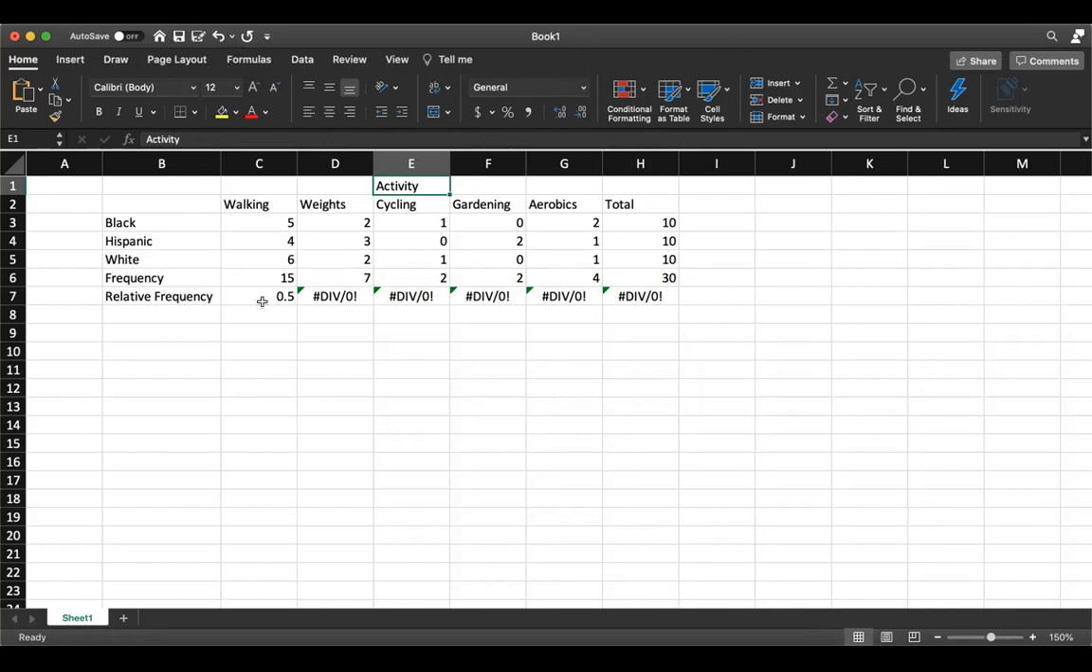Now, the next thing I want to do is find relative frequency. I know that to find the relative frequency, I have to divide my frequency right here in this row by the total. So I'm just going to do equals, take this cell, divided by the total cell, which is sitting over here, 30, and I get that. And all I'm going to do is copy that formula over.